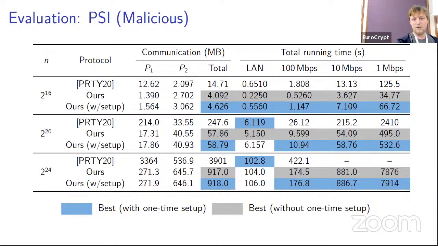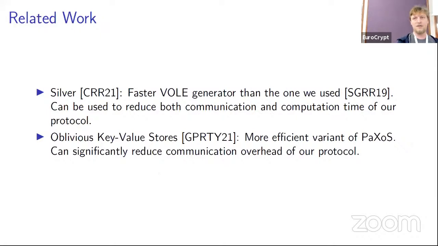Finally, also a quick look ahead. There are several things you can improve in our protocol. One thing is you can, of course, use a more efficient vector OLE generator, and there has been one proposed this year at Crypto, called Silver. Another is you could replace this Paxos data structure that we use with different kinds of oblivious key value stores, and again, some have been proposed in a paper that also appeared at Crypto. So there's room for improvement. With that, I'd like to conclude and thank you.